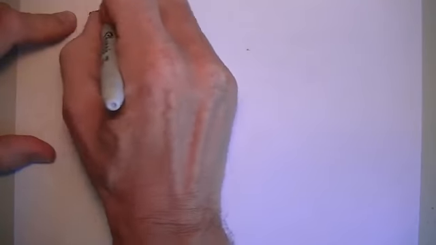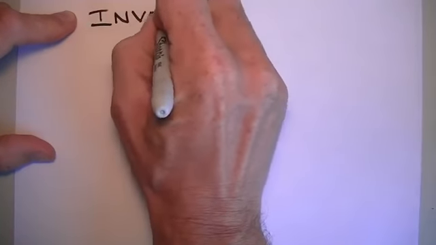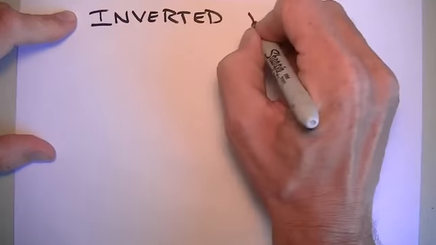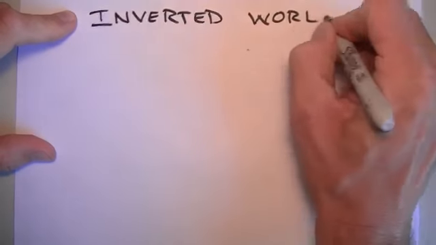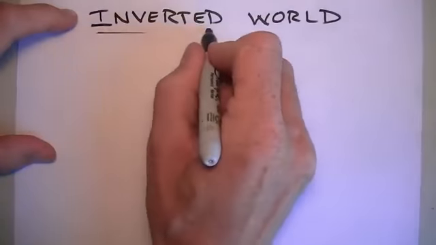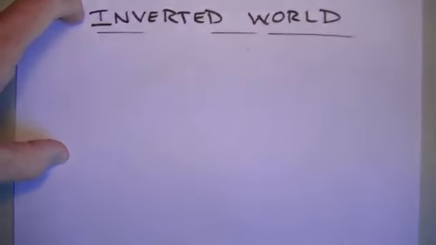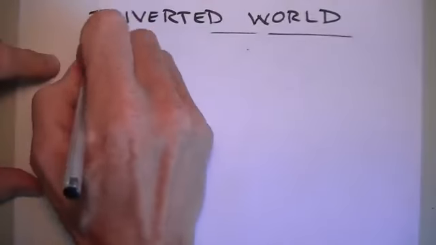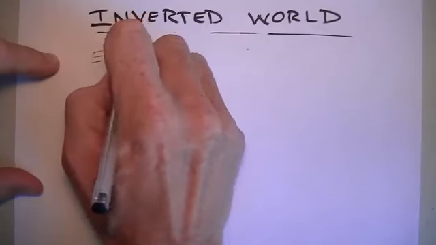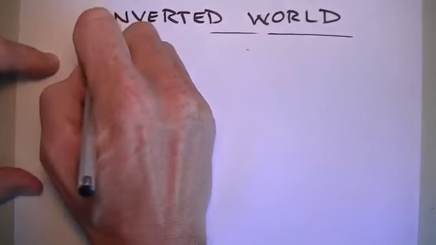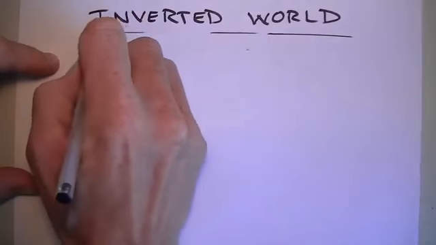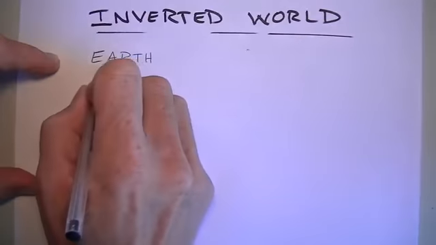Okay. Here's my extemporaneous attempt to explain to you the inverted world. Inverted world. This is the true nature of the universe, the inverted world. That means Earth as you know it, as you've learned to understand Earth, even from a little toddler in grammar school, you have been taught wrong.